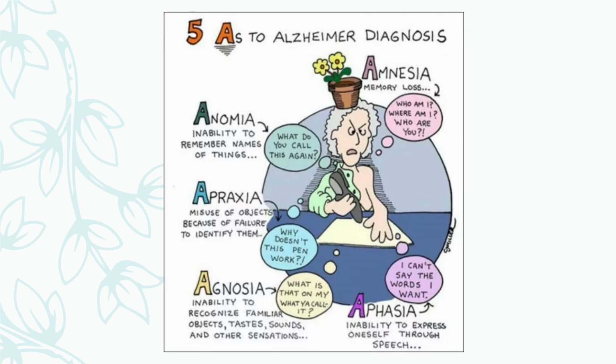Agnosia, inability to recognize familiar objects, and unfortunately over time also being unable to recognize even themselves in the mirror. Aphasia, inability to express themselves, and this can become very, very frustrating, knowing the word you want to say and not being able to get it out.